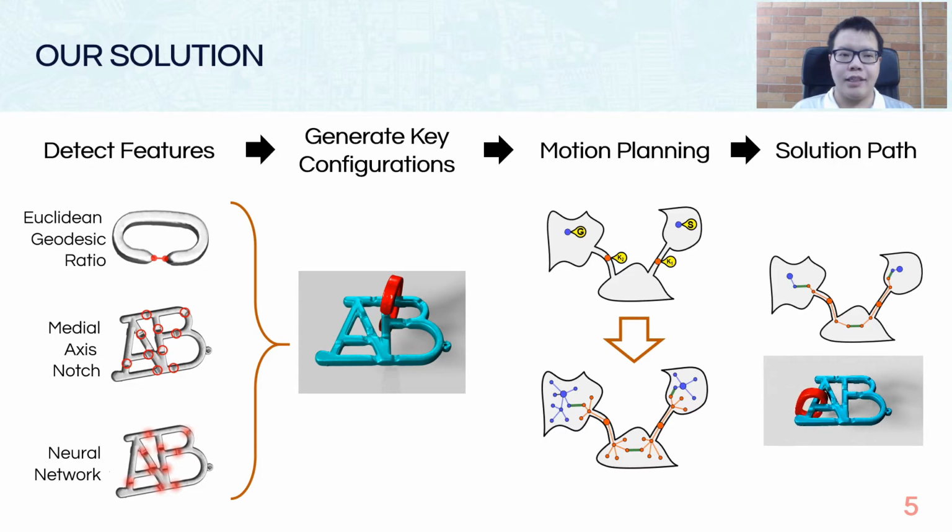Our solution is a three-stage pipeline. First, we extract features from each piece of the puzzle. Then, we generate key configurations according to the features. Afterwards, we will use these key configurations in our motion planning algorithm to find the solution path.